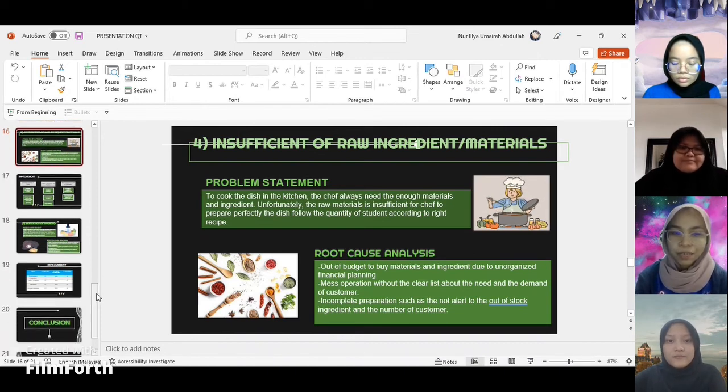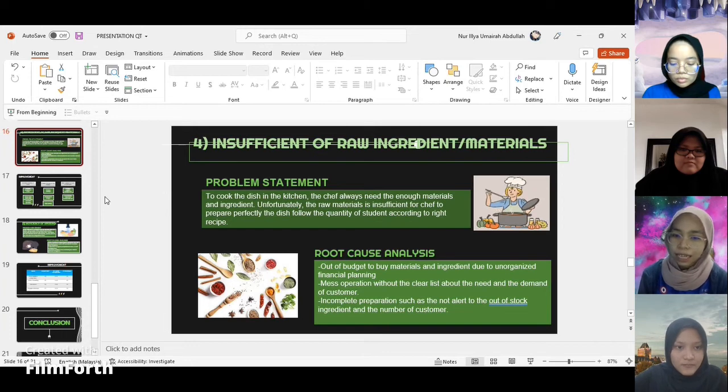Okay, next is the problem of insufficient raw material and ingredients. The problem statement: to cook a dish in the kitchen, the chef always needs enough material and ingredients. Unfortunately, the raw material is insufficient for the chef to prepare the dish perfectly according to the right recipe quantity. So it will disturb the recipe and make it undelicious and more.